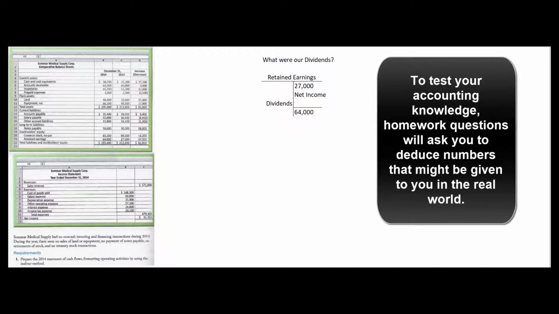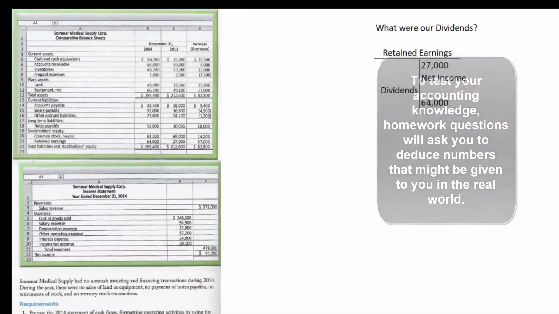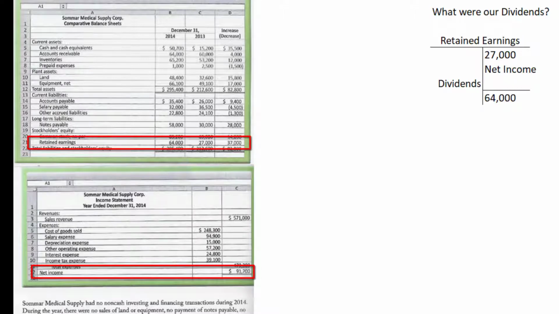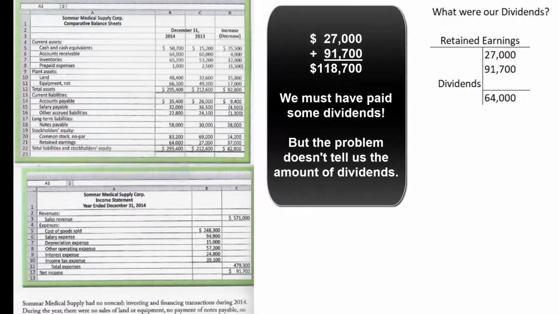To test your knowledge of the income statement and the balance sheet and the way that those two relate, your textbook will often not tell you directly information that you'll have to determine indirectly. For example, in this problem here, it tells us that their net income was $91,700, and it tells us that their retained earnings started with a balance of $27,000 and ended up with a balance of $64,000. Well, that means we must have paid some dividends.